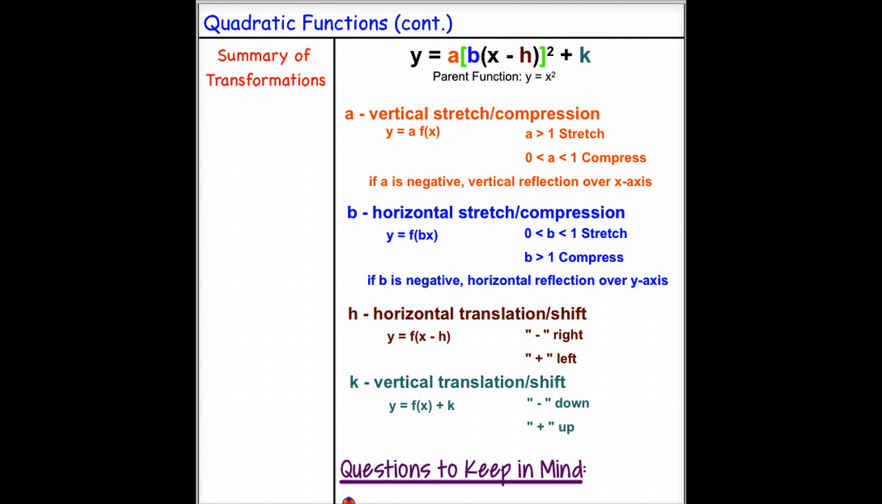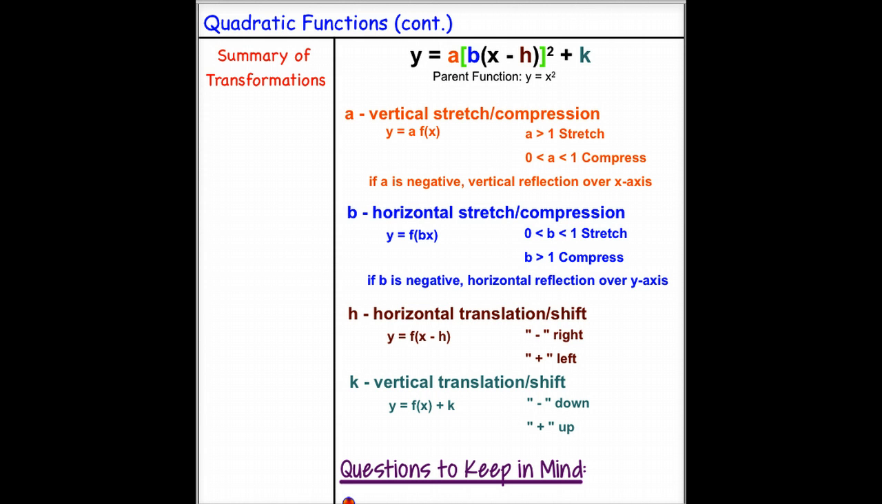horizontal stretch or compression. And if you recall, horizontal means it's going to act the opposite of how it looks. So unlike a vertical stretch or compression, if the b value is between 0 and 1, it will actually be a stretch. So for example, if it says 1/2 x with the 1/2 inside, it's a stretch horizontally with a factor of 2. And if the b value is greater than 1, then it will actually be a compression.